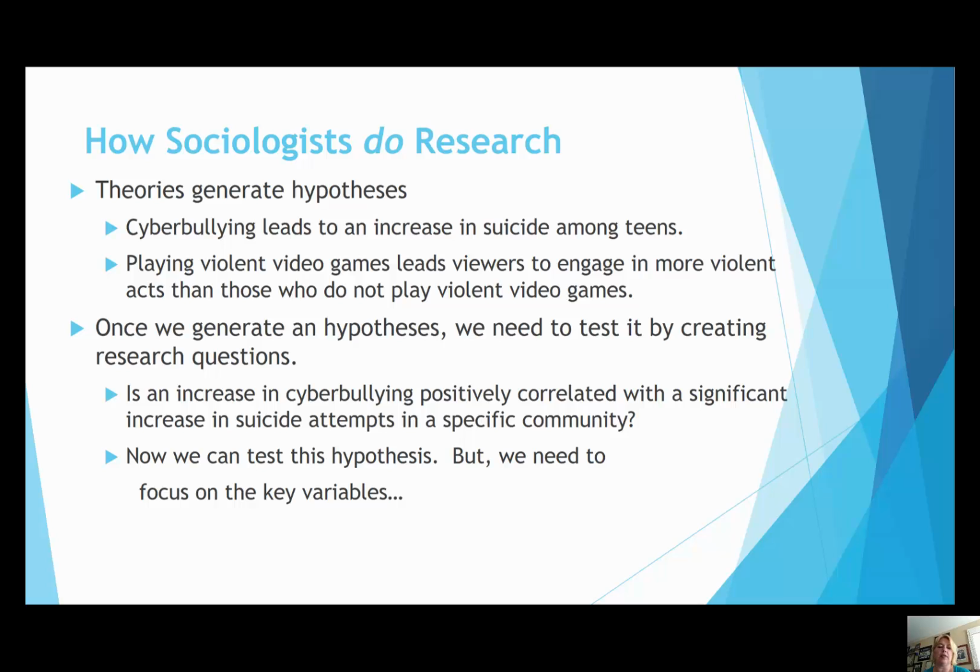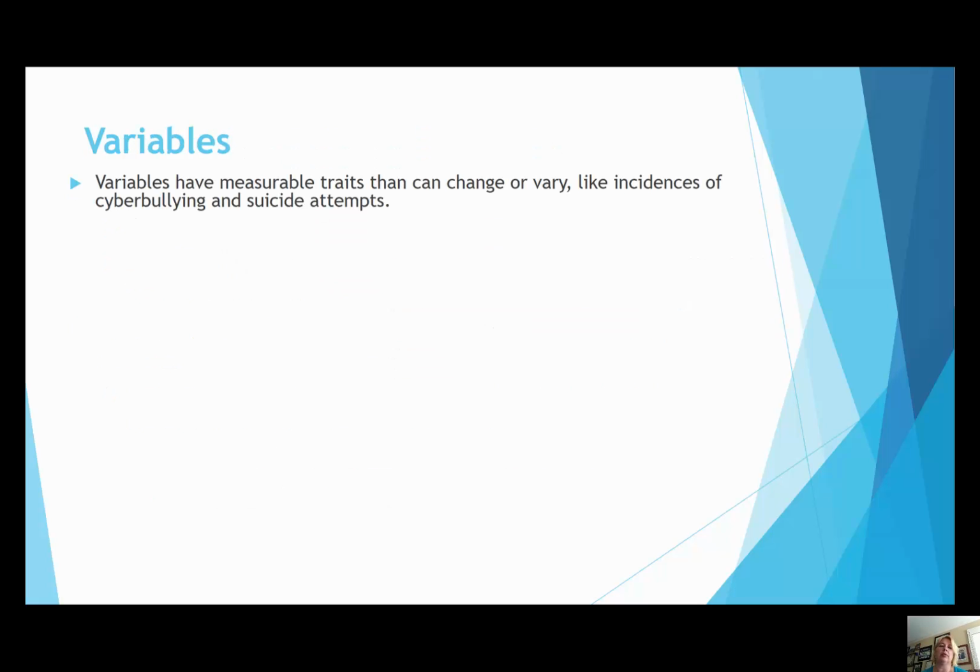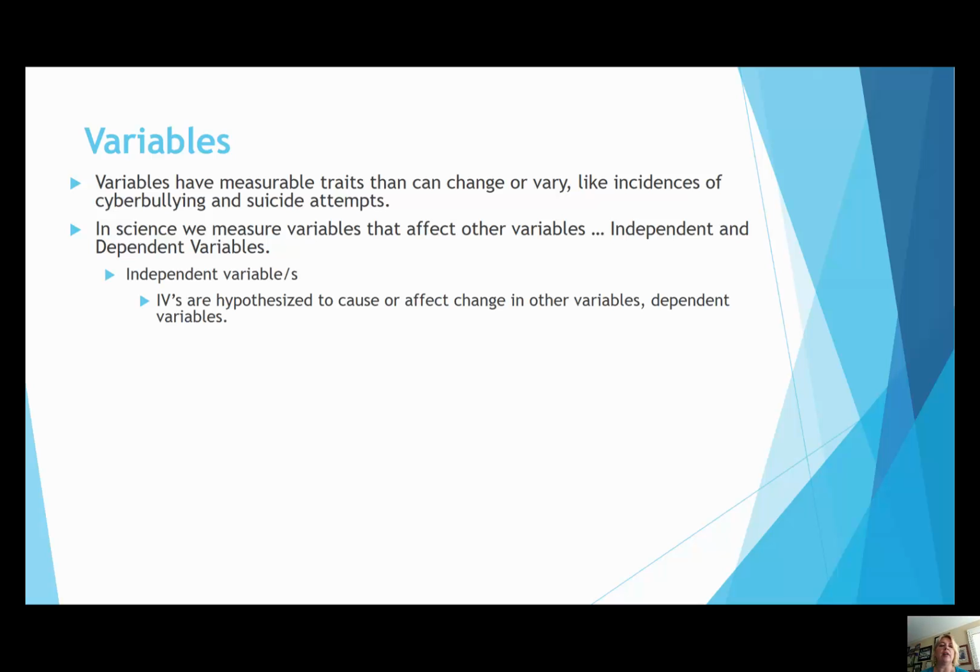Now we can test this hypothesis, but we need to focus on key variables. So what are variables? Variables have measurable traits that can change or vary, like incidence of cyberbullying and incidence of suicide attempts. Those are variables. In science, we measure variables that affect other variables: an independent variable and a dependent variable, or independent and dependent variables. Independent variables are hypothesized to cause or affect change in other variables. Those other variables are the dependent variables.